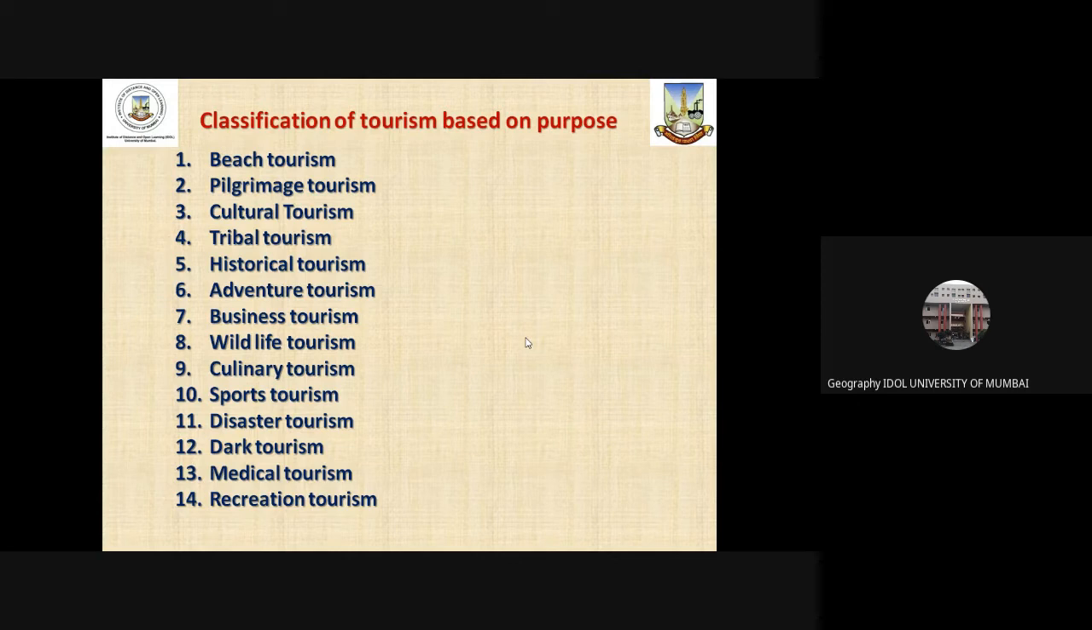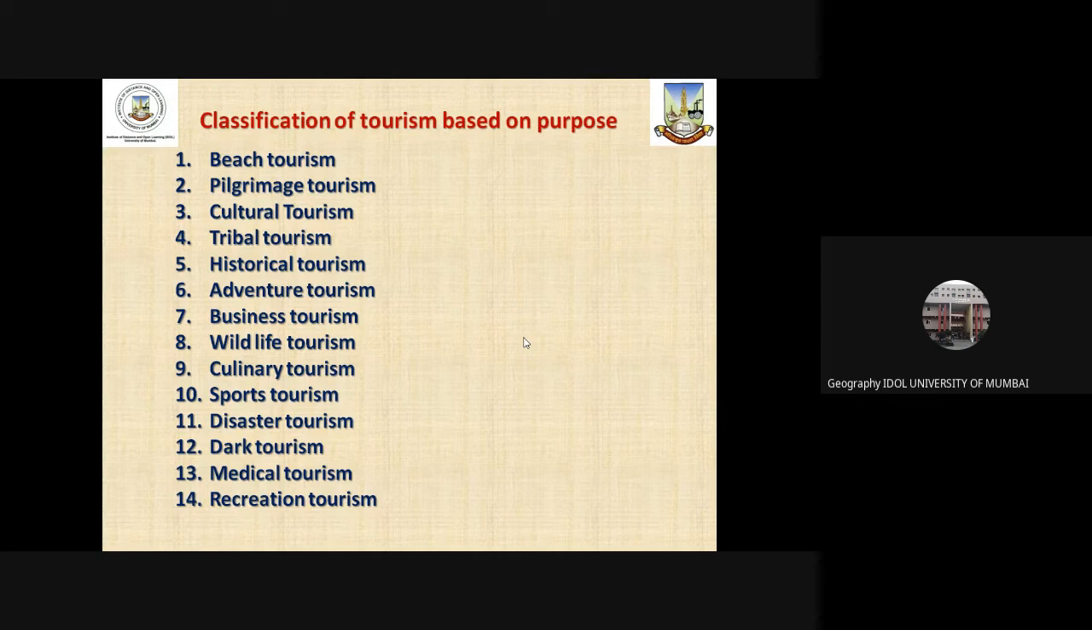So based on the purpose, we can classify tourism into various categories. For a brief understanding, let us try to understand a few of them. Beach tourism, pilgrimage tourism, or tourism at places of worship. Cultural tourism is the tourism where people travel for the enjoyment or understanding of the different cultures of different places. Tribal tourism is done to understand the lives of tribals and their handicrafts and artifacts. Historical tourism is tourism at places of historical importance like forts and ancient monuments.